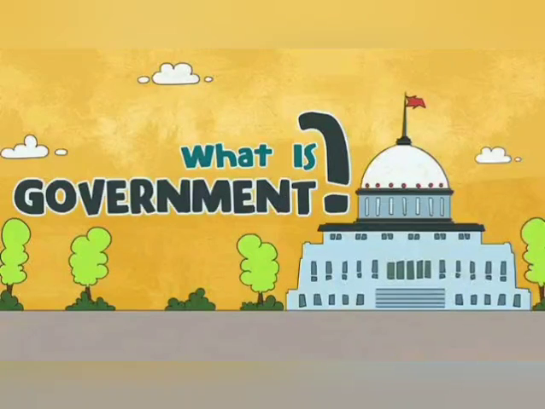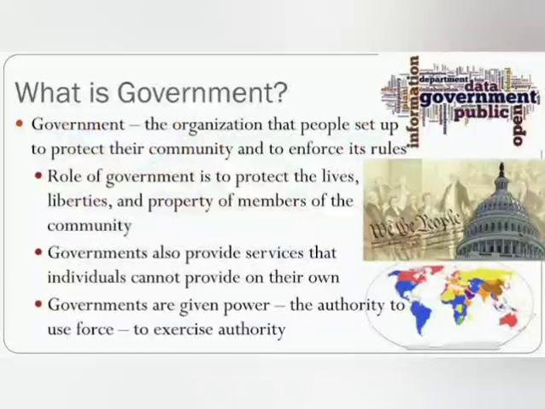What is government? A government is the organization that people set up to protect their community and to enforce its rules. The role of government is to protect the lives, liberties and property of members of the community. Government also provides services that individuals cannot provide on their own. Governments are given power, the authority to use force and to exercise authority.